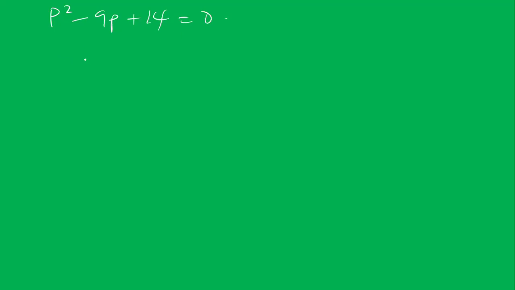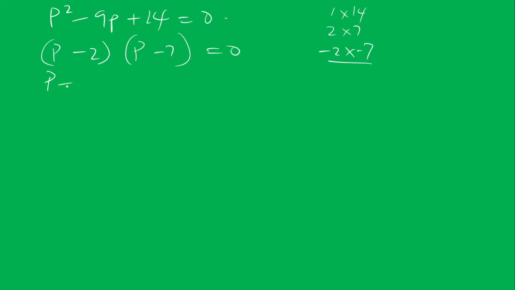So now when you look at this, you have p. So what are the factors of 14 that when you add them together it gives you minus 9? So you have 14, which is 1 times 14. If you add them, it cannot give you minus 9. You have 2 times 7, if you add them, it gives you plus 9. So minus 2 times minus 7. So now we have p minus 2 times p minus 7 equal to 0. So that means p minus 2 is equal to 0, or p minus 7 is equal to 0. So that means p is equal to 2 or p is equal to 7.